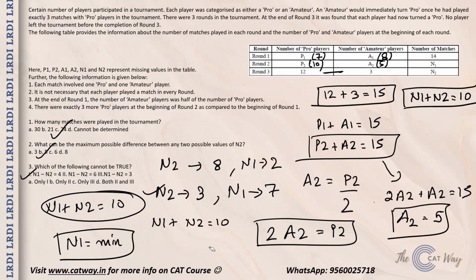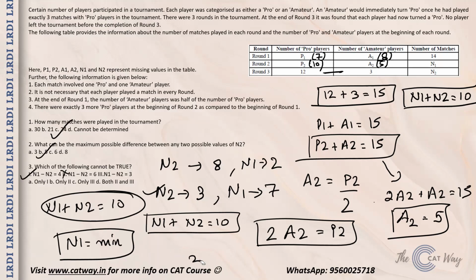Statement number 2 says n1 minus n2 is equal to 6. That means the value of n1 needs to be 8 and the value of n2 needs to be 2. This is the only possible case when n1 minus n2 could be equal to 6, because you also have to satisfy n1 plus n2 is 10. But you know that the maximum value of n1 is 7 and the minimum value of n2 is 3. So these values are not possible, hence statement 2 is not a right statement.